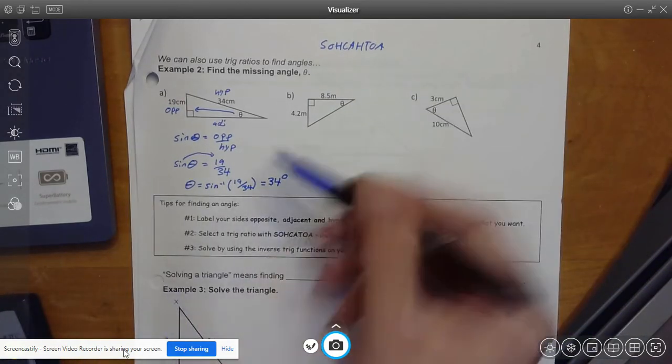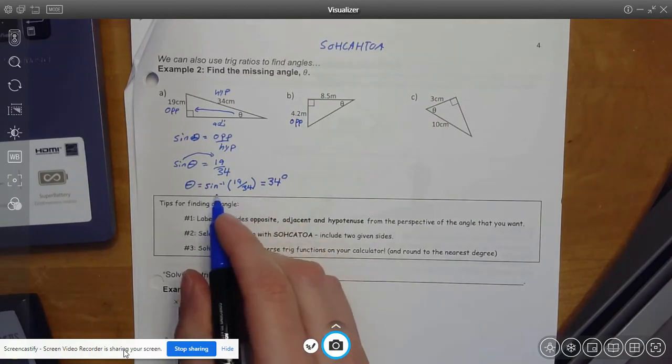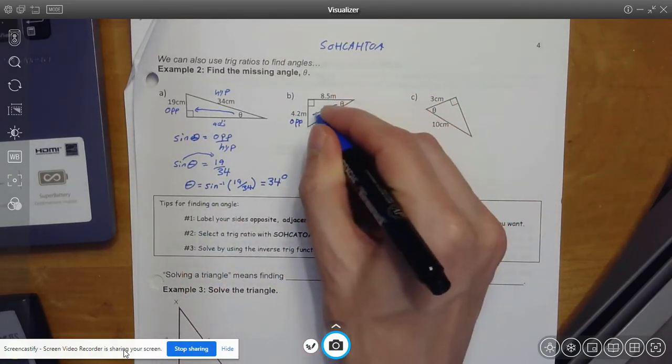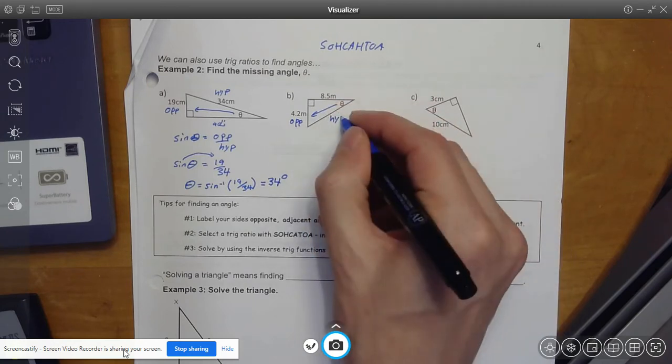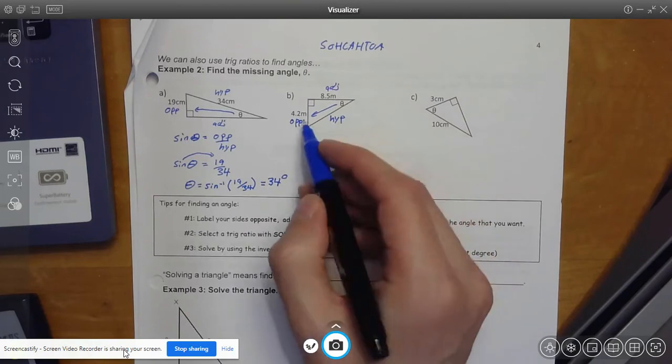Again, I'll do one more. So if I'm finding an angle, the only real difference is instead of cross-multiplying, I'm using that inverse function. I'm still starting the same way. Opposite is across from the reference angle. Hypotenuse is my longest side. Adjacent is the third side. Then I'm picking my ratio.